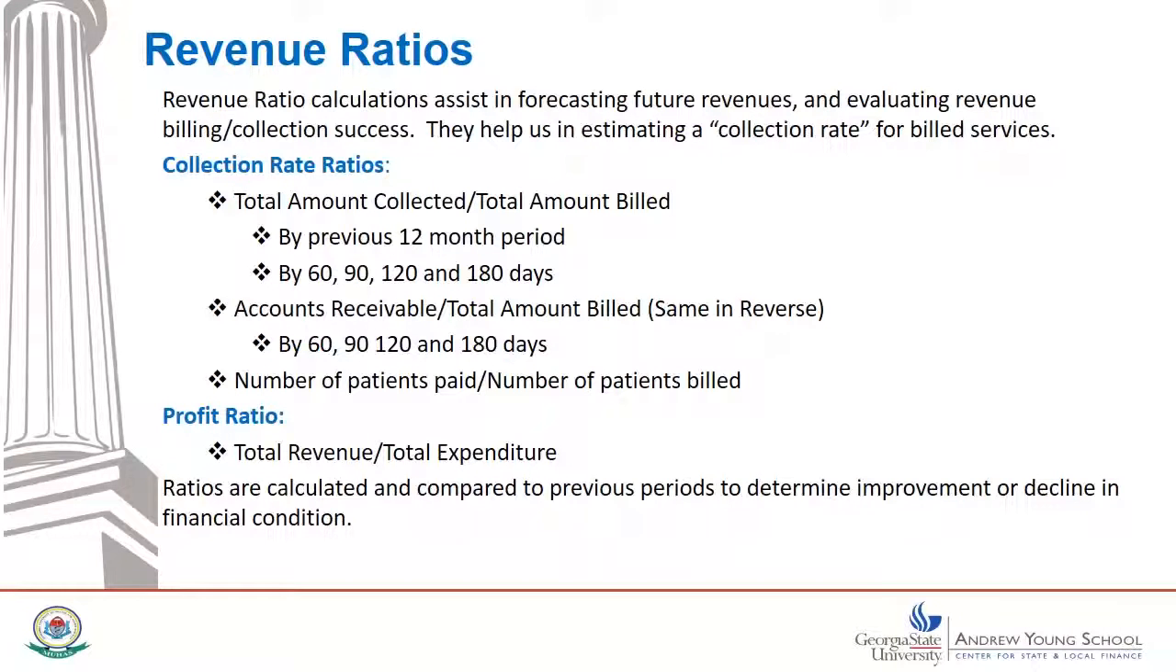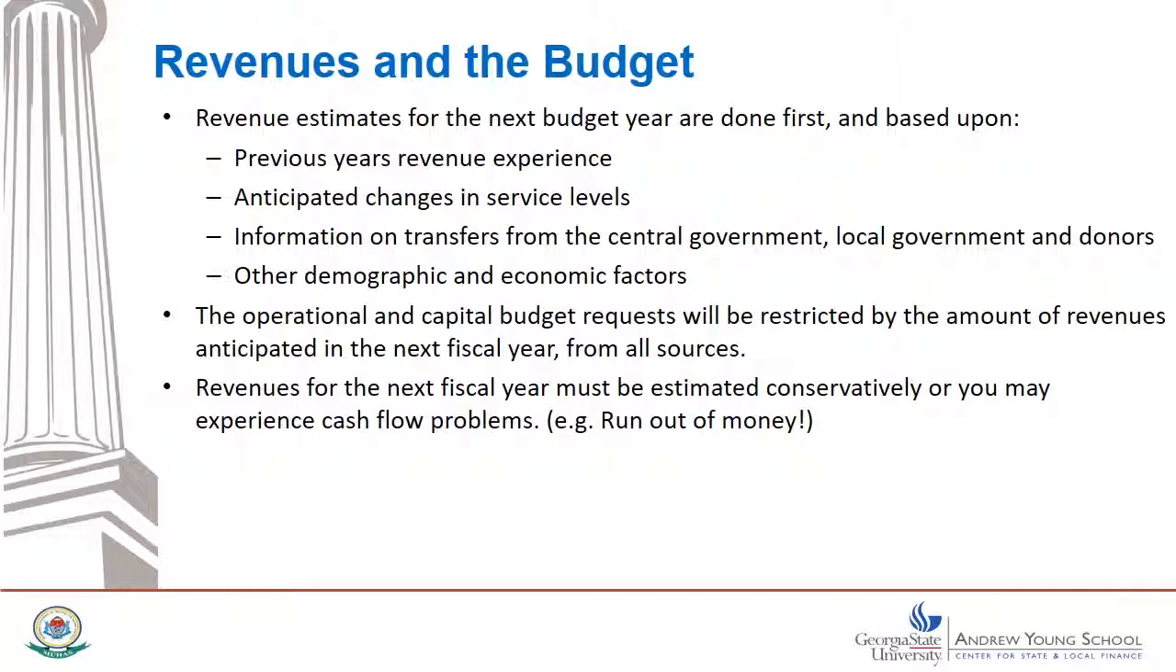A profit ratio can be used to compare one period to another as long as the time horizon is of the same length. For example, a calculation of the most recent 90-day period can be compared to the previous 90-day period. By comparing the results, management can determine whether the lab's financial condition is improving or deteriorating over time. When making revenue estimates for the next year, the revenue side of the budget should always be done before the expenditure budget. Revenues drive expenditures, not the other way around.